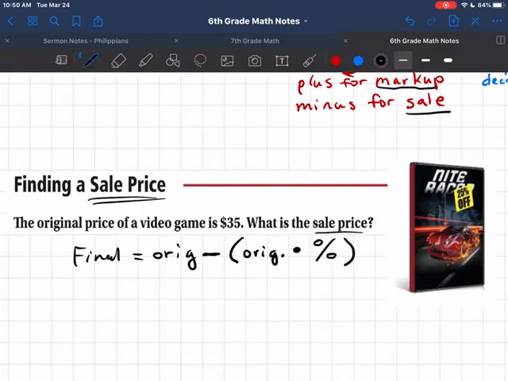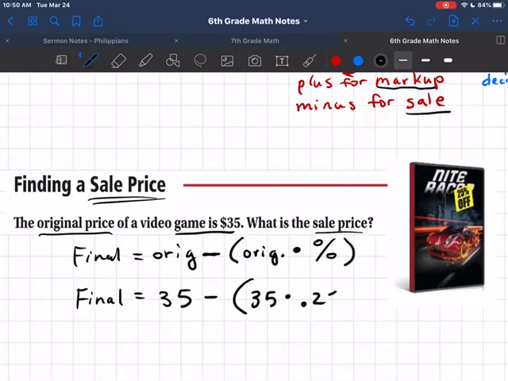Okay, so let's fill this in. So the final price, which is what we're solving for, that's what we want to know, is the original price. The game is original price of $35. 35 minus 35 times 0.25. You get out your trusty calculator, and you first have to figure out this part. This part comes first. It's in parentheses. You do it first.